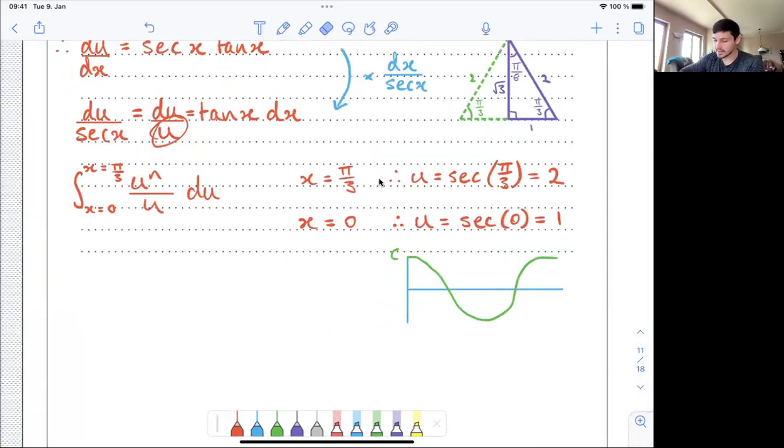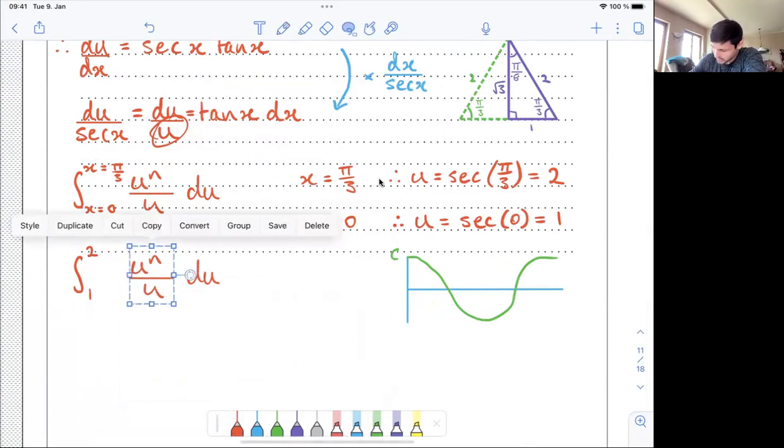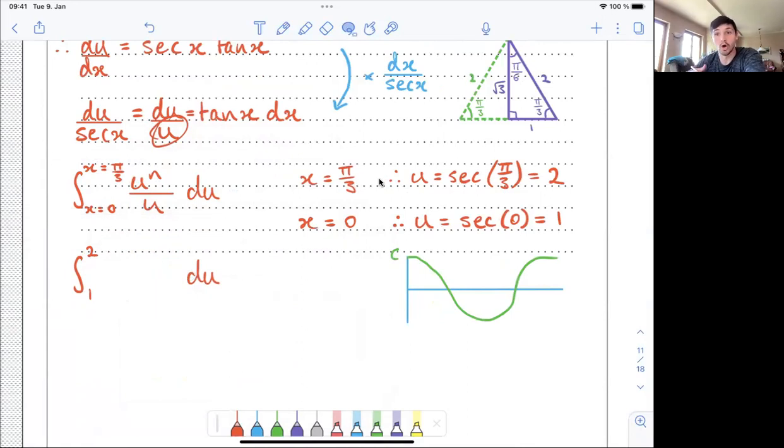Okay, sweet. So now moving on, we can make our full u substitution and substitute them in for the x values. So that's going to look a little bit like this. What I could even do is just copy this down, and we'll get rid of these. And we'll say that the u values are from 2 to 1. And equally, we can change this expression u^n over u to u to the power of n minus 1.